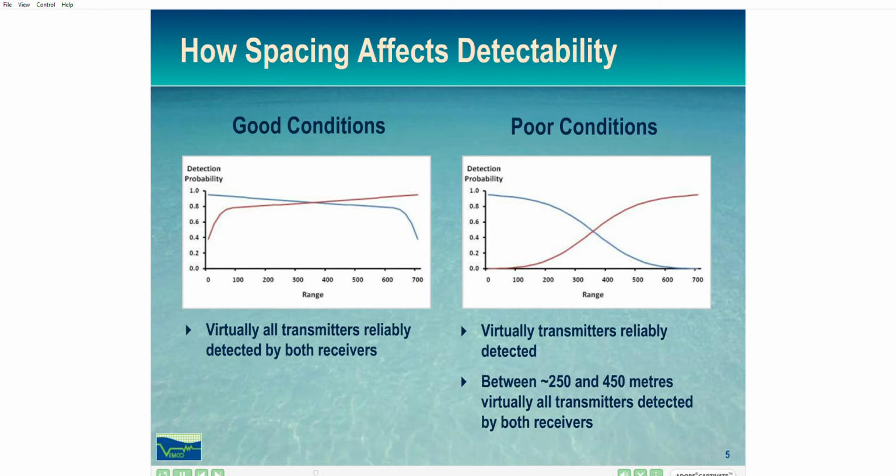The red and blue lines are detection probability data generated from a range test for 2 receivers spaced 700 meters apart, one receiver at 0 meters and one at 700 meters as shown on the X scale. As you can see, for any given receiver in good conditions, a tag will be reliably detected out to 600 meters and in poor conditions to approximately 250 to 300 meters. The next question then is, given now that we have a gate of 2 receivers, how do we calculate the detection probability of a fish passing through at X meters per second with a given transmission frequency?